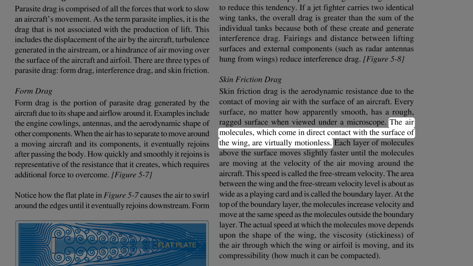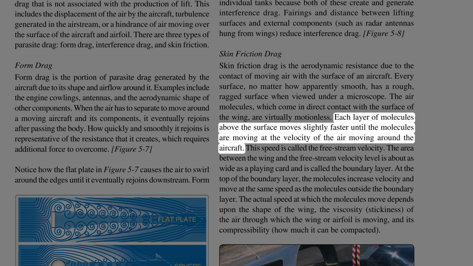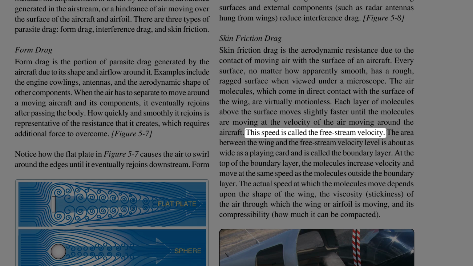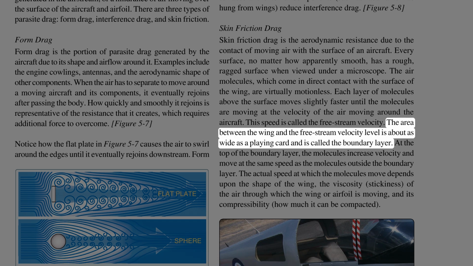The air molecules, which come in direct contact with the surface of the wing, are virtually motionless. Each layer of molecules above the surface moves slightly faster until the molecules are moving at the velocity of the air moving around the aircraft. This speed is called the free stream velocity. The area between the wing and the free stream velocity level is about as wide as a playing card and is called the boundary layer.